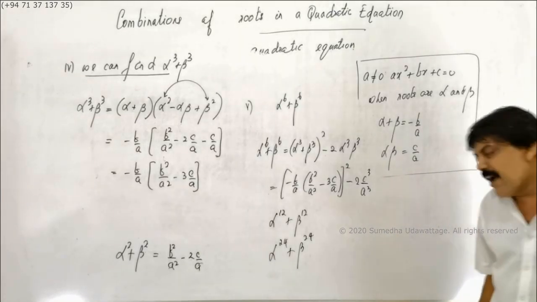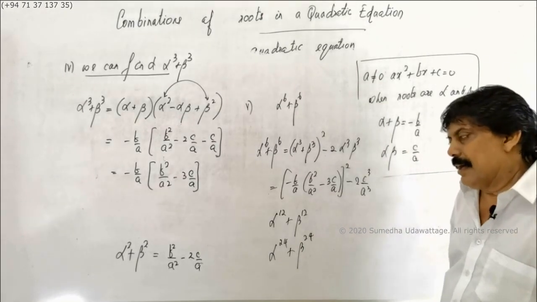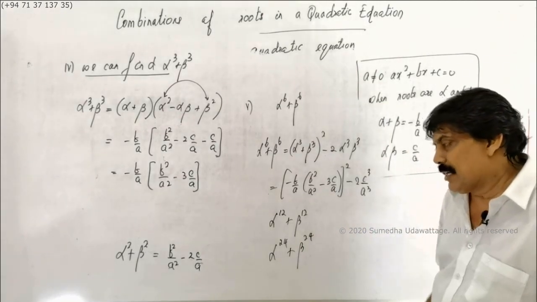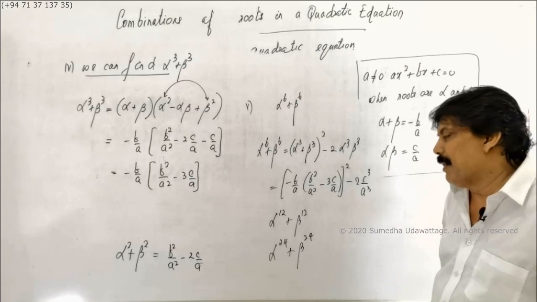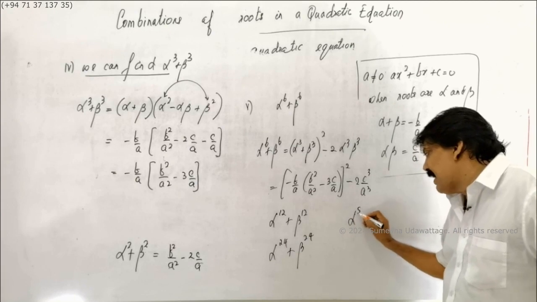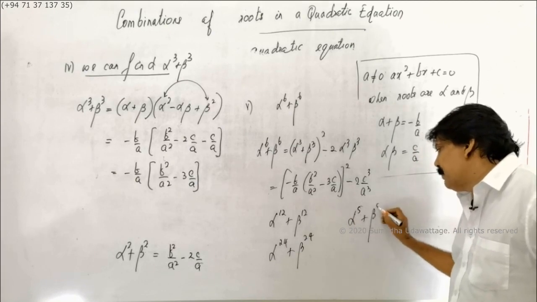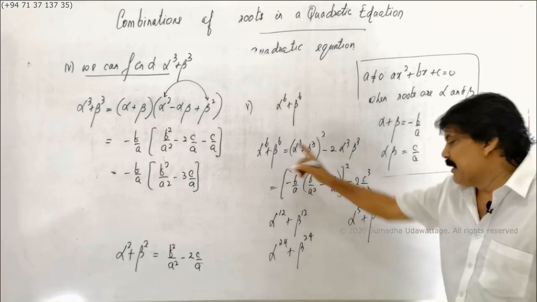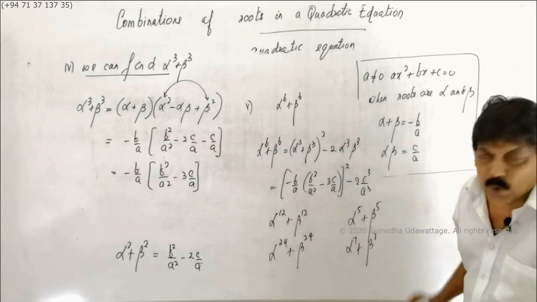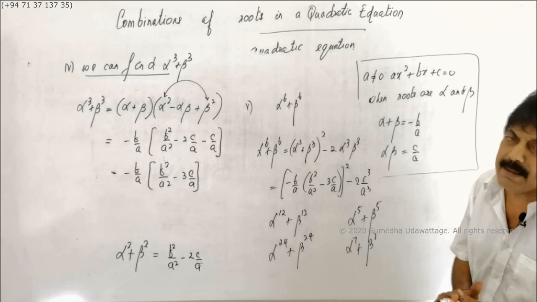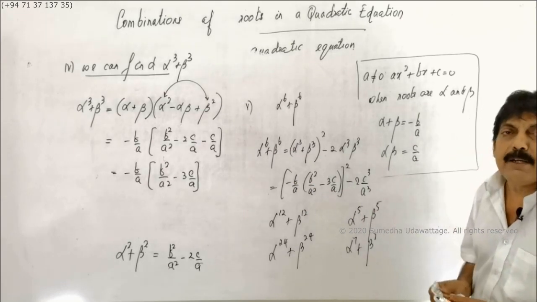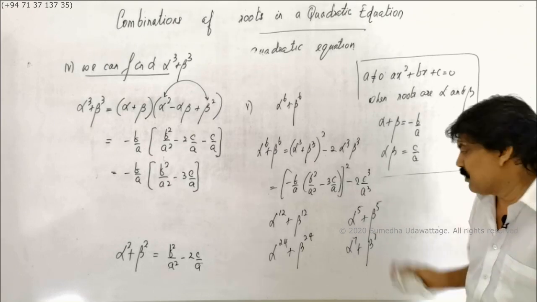Now, if you have a good mind and good thinking power, you may ask me, can't we find values like alpha 5 plus beta 5, and since alpha 6 beta 6 is found, alpha 7 plus beta 7? Of course we can find, and there will be some other form of theory to find this, which I'll be doing in future videos.